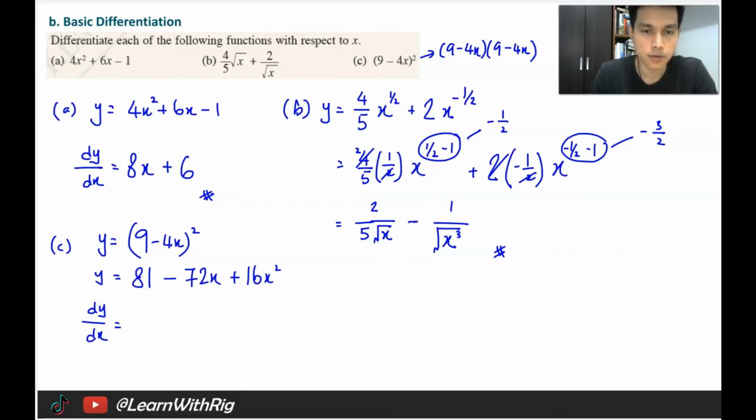Alright, so after differentiating, 81 is a constant, so you differentiate, it becomes 0, so you don't have to write. So you straight away see the second one, it becomes negative 72. Why? Because here power 1, right? Negative 72 times 1 is still negative 72, and then x power 1 minus 1 is x power 0, so you don't have to write x power 0. X power 0 equals 1, so you just leave it. The second one, plus 16 times 2 is going to be positive 32x power 1. So this is your answer.